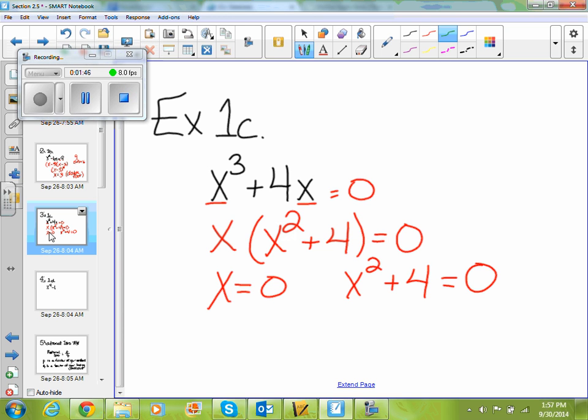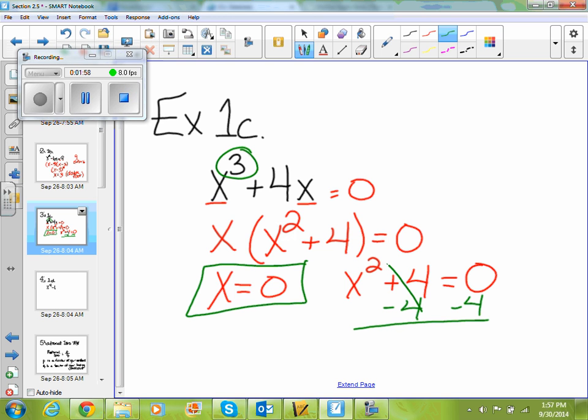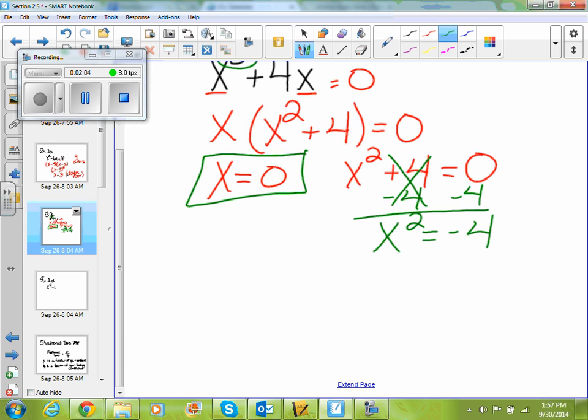which then tells me either x equals 0 or x squared plus 4 equals 0. Okay, so I know that my first answer is 0. I know that I need to have 3 of them because I have an exponent of 3. So if I solve this for x, I subtract 4, bless you. So I get x squared equals negative 4. So then to get rid of my squared, I take the square root. So I get x equals the square root of negative 4, positive or negative.